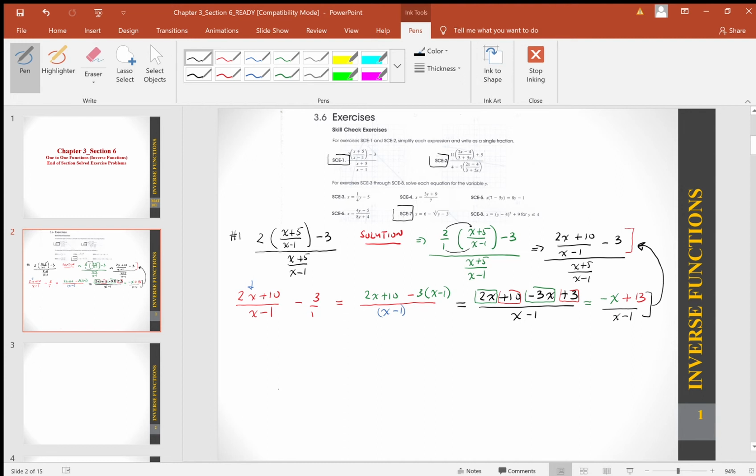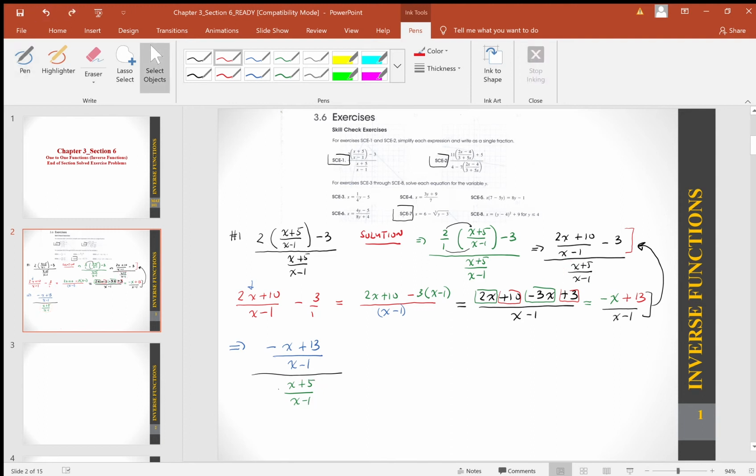We can take this step further and put in our new numerator: negative x plus 13, divided by x minus 1, and then we have here x plus 5 divided by x minus 1. Again, this is our numerator here, and our denominator, I'm sorry, is here.